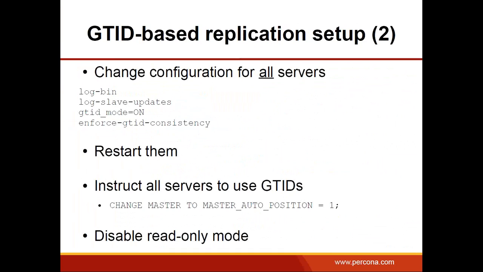So you can see here that with GTIDs, you don't need to bother with positioning. You don't need to specify a global transaction ID. You only set auto position, and the replication will itself take care of the right position. And when it's done, you can disable read-only mode, and you're done.